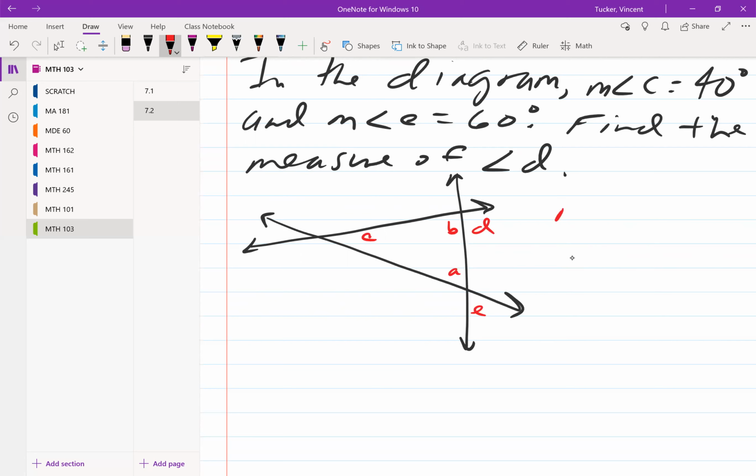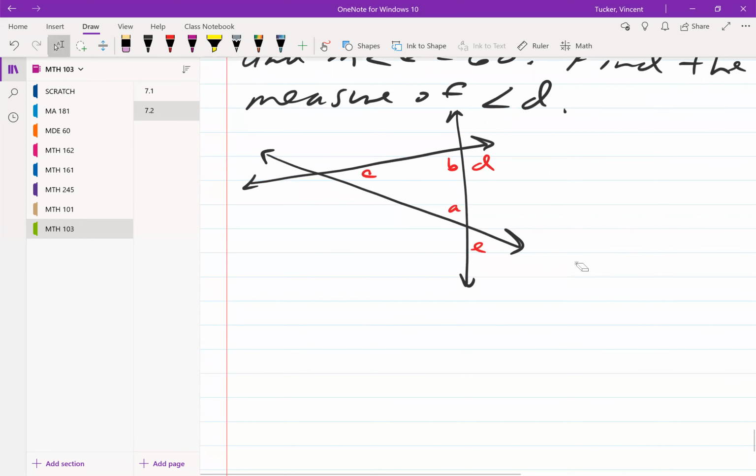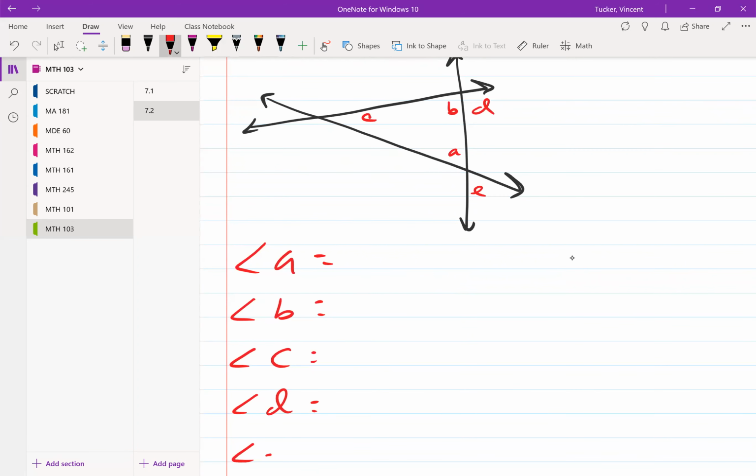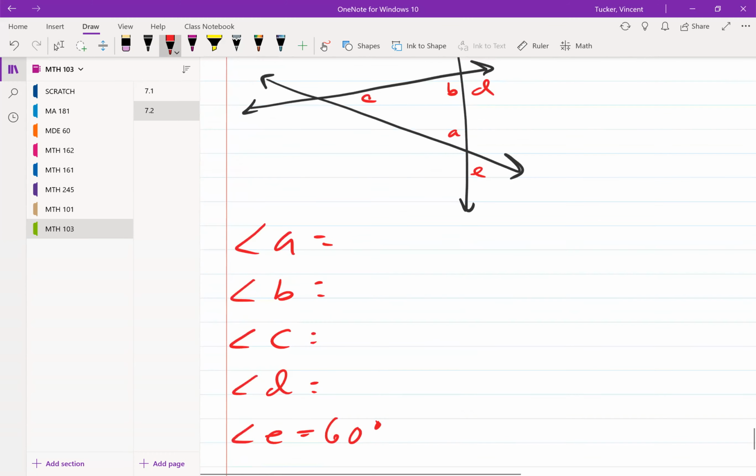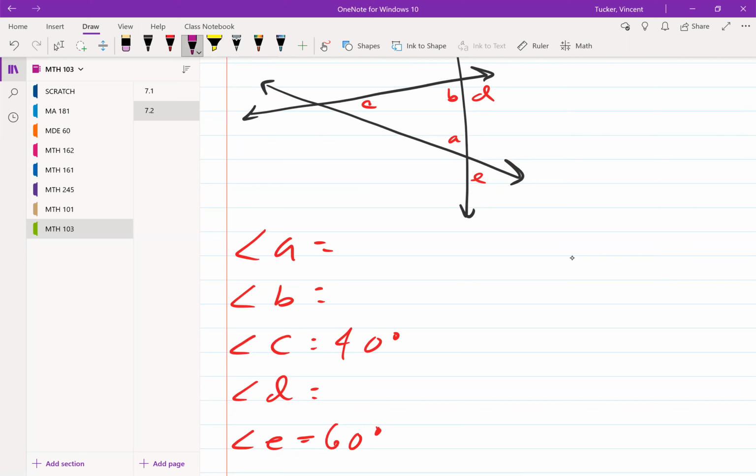Let's look. Matter of fact, I'll write these down here so I have more room. Looking at angle A, angle B, C, D and E. So it says E is 60 and C is 40. All right, so if E is 60, that means A is also 60, because they are vertical angles to each other. So A is 60 degrees, vertical angle to E.